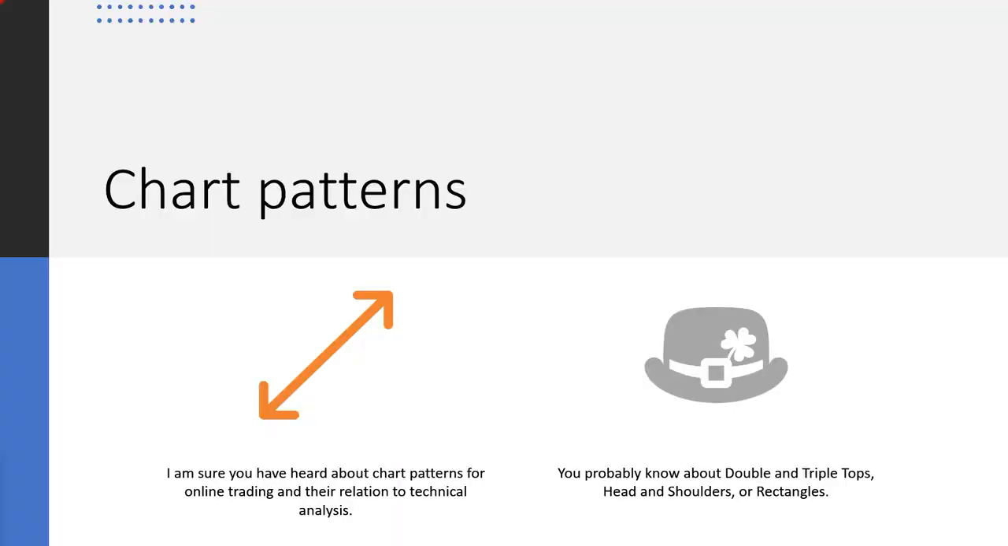Now, I'm sure you've heard about chart patterns for online trading and their relation to technical analysis. You've probably heard about doubles and triple tops, heads and shoulders, rectangles, pennants, flags, a cup and saucer. There's tons of them out there. Now, there's only a handful of recognized patterns. The rest are gurus who have come up with them. I've seen bat wings. I saw, what did I see the other day? A flying saucer. They just keep coming up with these things.